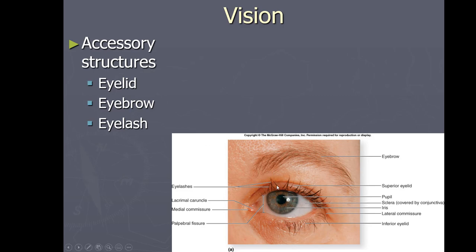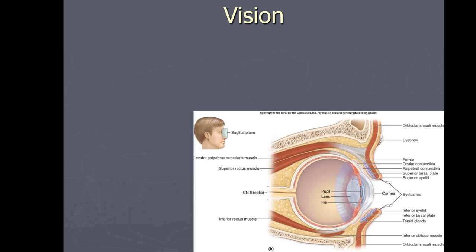So the eyelid, which closes your eye. Eyebrow up here. Eyelash. These are all there to protect the eye. So all these accessory structures on the outside are there to protect the eye. The eye is a very critical organ that we have.